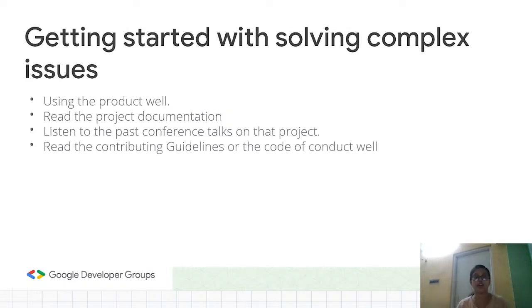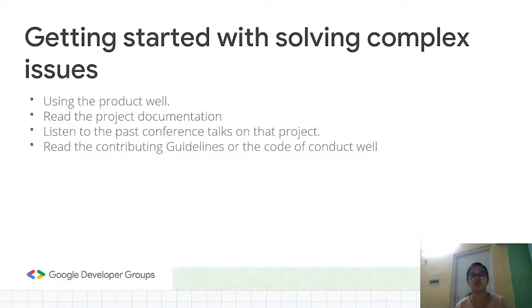Now comes the major part: how to get started with solving complex issues. The basics are easy, like improving documentation, making a few minor changes in the code, like maybe adding a margin, or adding some error messages or anything. Once you have solved 2 to 3 good first issues and you want to move to solving more complex issues, let's understand how we can do that.